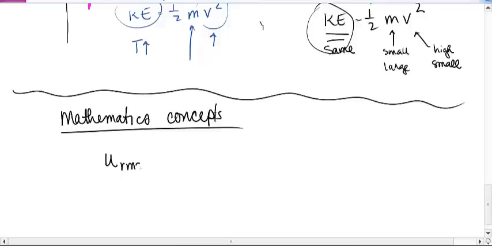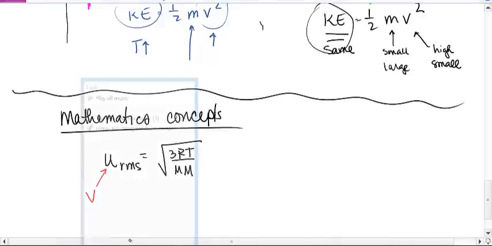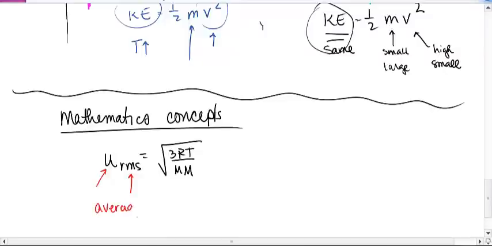It's called URMS, really fancy name, the square root of 3RT over MM. So this is given in there. They use U for V, so it's a velocity, and this stands for root mean squared velocity. So here's what that means to us. That is average molecular speed. So they found this mathematical relationship for average molecular speed.